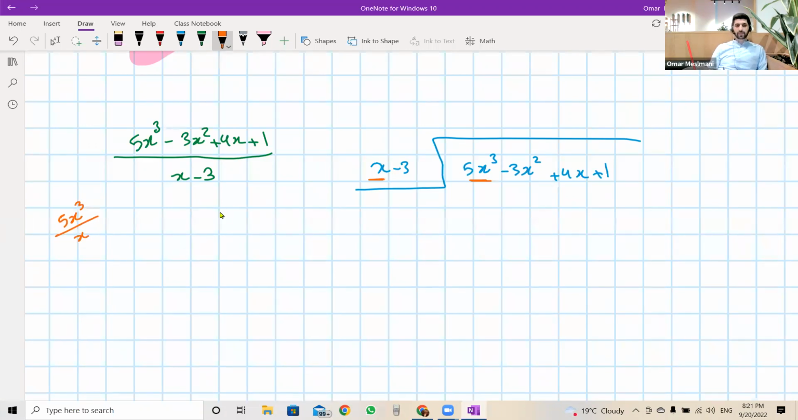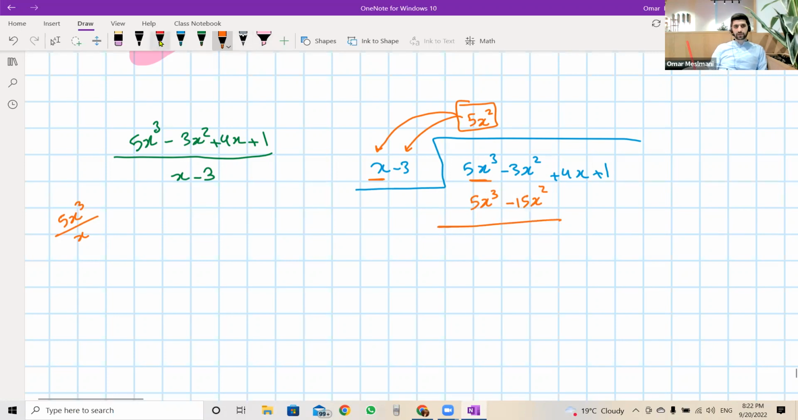5x squared. It's 5x squared, right? The answer that you have in here. Yes, 5x squared. You take the 5x squared and you are multiplying the 5x squared in the first one and in the second one. So 5x squared times x is going to be 5x cubed. 5x squared times minus 3 is going to be minus 15x squared, I guess. Yes?